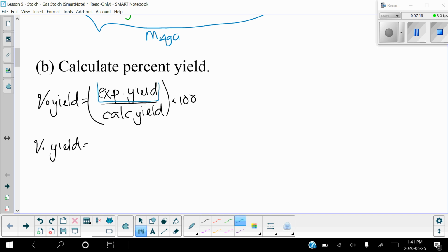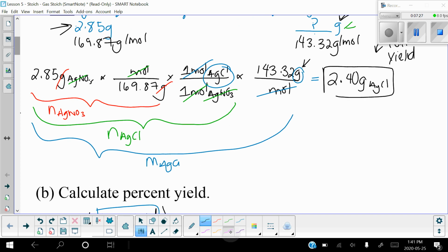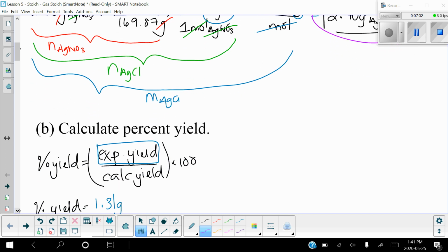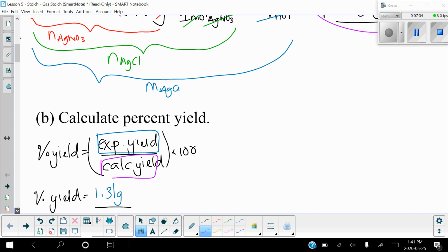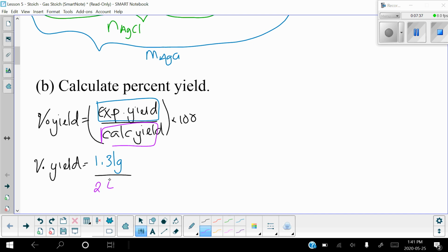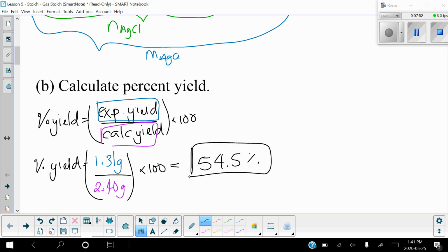My experimental is 1.31 grams divided by my calculated, which is 2.4 grams, multiplied by 100 to give me a percentage. Once I calculate that, I get 54.5%. So not the best yield. We got about half of what we were looking for, what was expected.